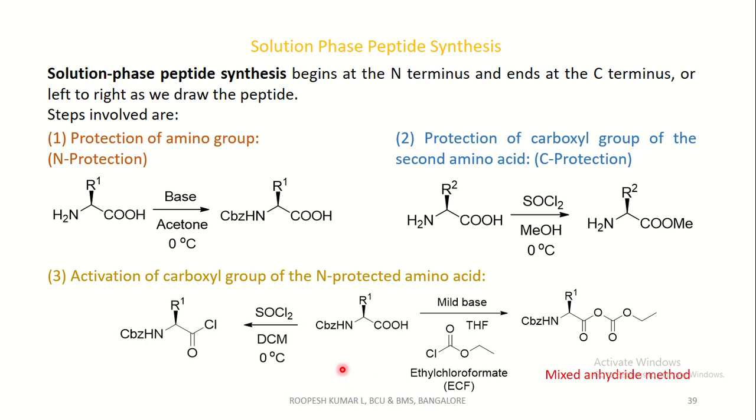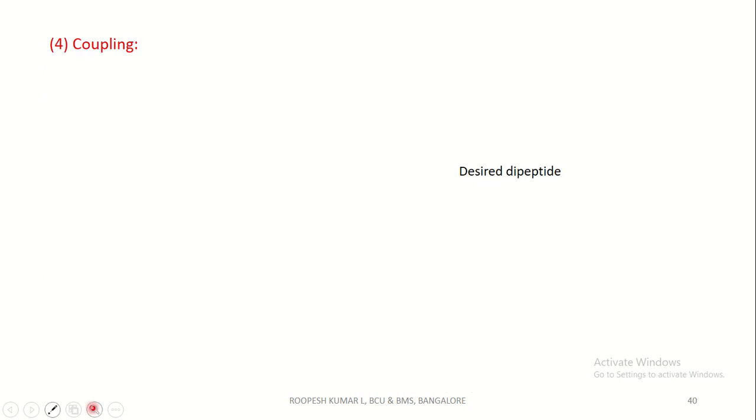the acid chloride method. That is, the Z amino acid is treated with thionyl chloride in DCM at 0 degrees or even lower to get an acid chloride. That is, the acid is activated to an acid chloride. Hence, this method is the acid chloride method. Coming to the coupling.